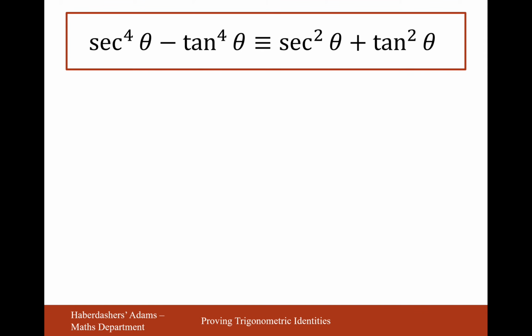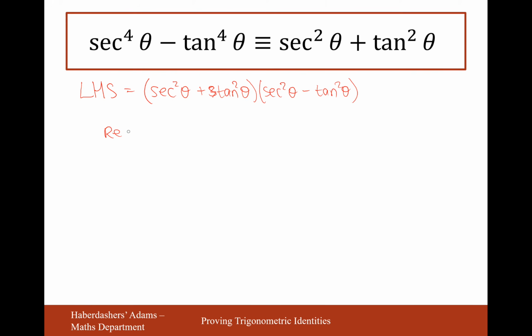Right then, sec to the power of 4 theta minus tan to the power of 4 theta equals sec squared theta plus tan squared theta. Oh, this is actually quite easy. If you can spot the difference of two squares here, this question is not difficult at all. Just factorise it. Sec squared theta plus tan squared theta, sec squared theta minus tan squared theta. Now once you've done that, you can see that the left hand side is what you have on the right hand side, but let's just show that that is effectively equal to 1.